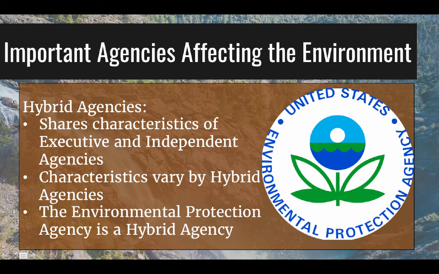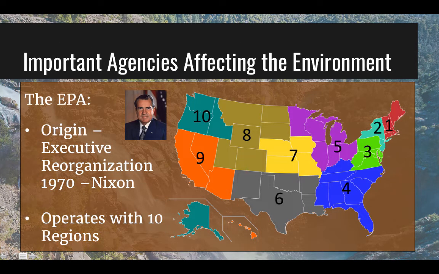Hybrid agencies have shared qualities of executive and independent agencies. The EPA is an example of this. It is independent of any department, but the administrator is subject to the presidential preferences. The EPA was created by a presidential reorganization order in 1970. Its original functions were to control air, water, solid waste, pesticide, radiation, and toxic pollution in coordination with the state and local governments. It is one of the largest federal agencies.